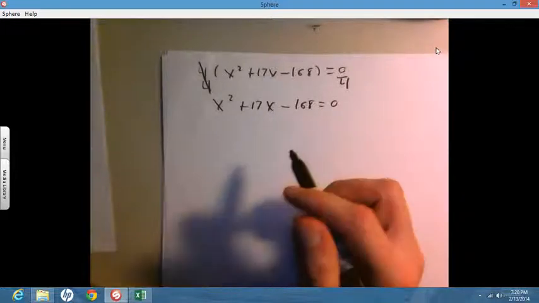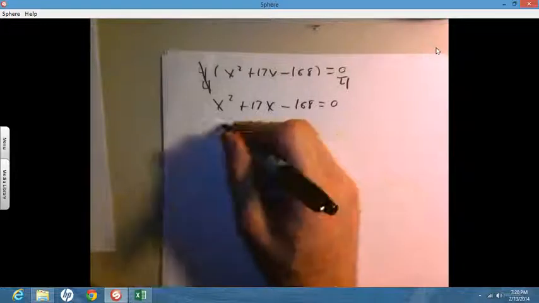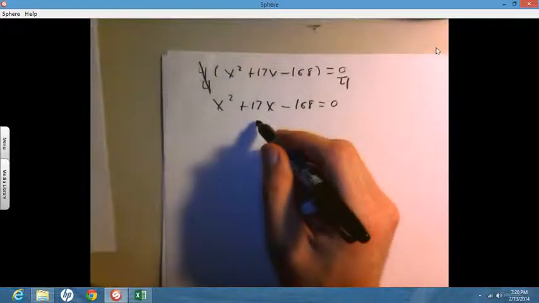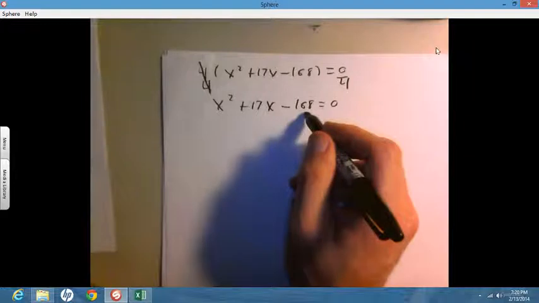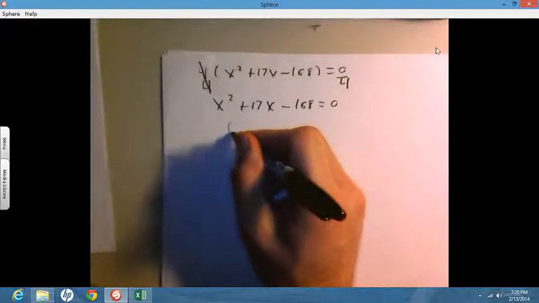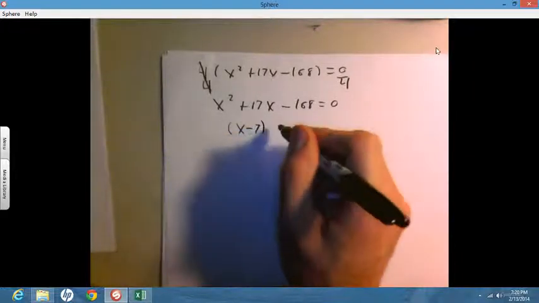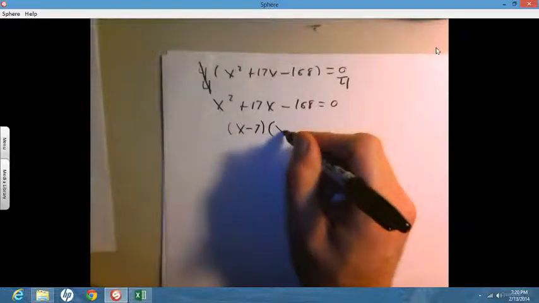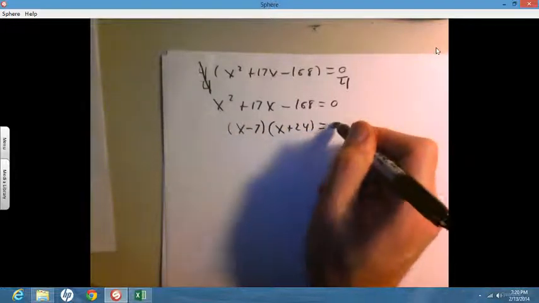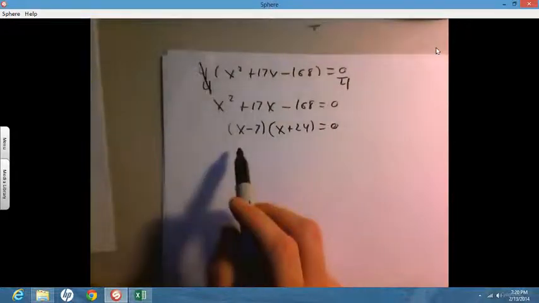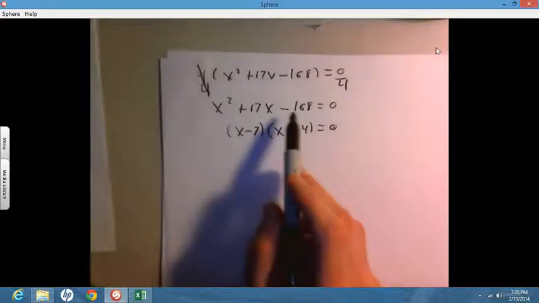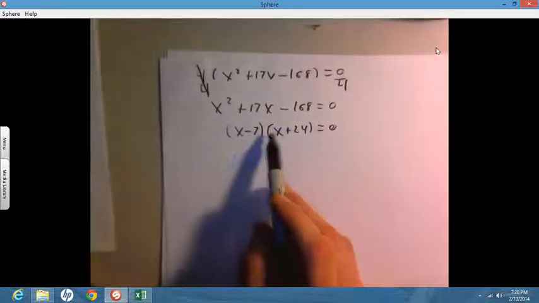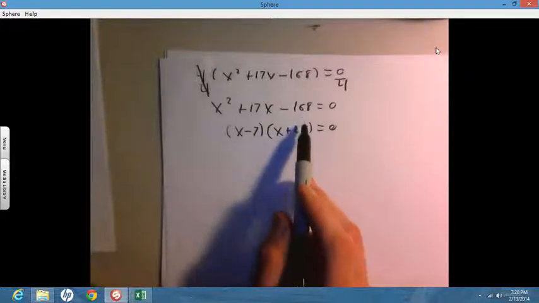But let's see. Well, negative 7 and 24 add to 17 and multiply to 168. So I can have x minus 7 times x plus 24 is equal to 0. I can factor it, and I can do that because there's nothing in front of the x squared. So I just need two numbers that multiply to 168 and add to positive 17. Negative 7 and 24 multiply to 168, and they add to 17, so I can do that.